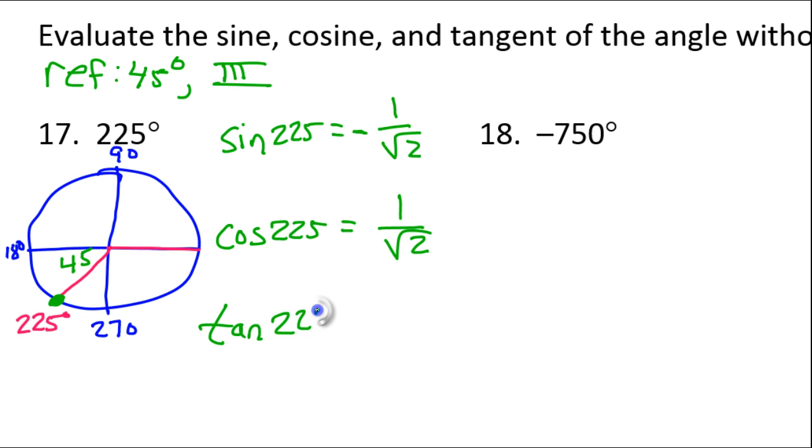Now how about tangent? Tangent of 225. Well, since we have both of these visible, we can just look and know that tangent is sine over cosine. So it'll be this one divided by this one. Since these are the same, that's going to be 1. So that's how you find all three trig functions without using a calculator.